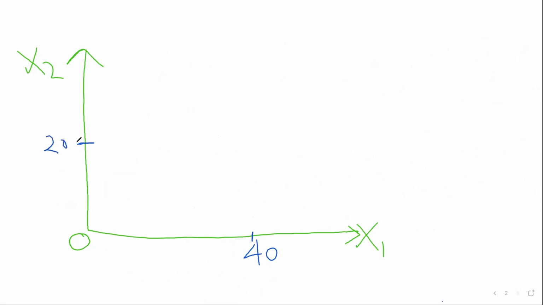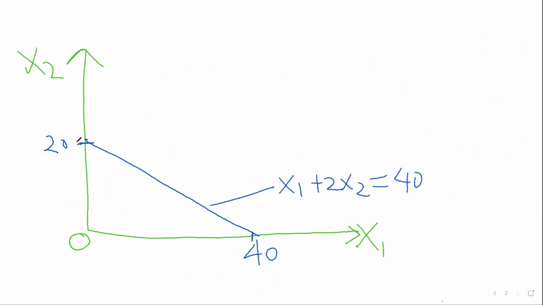Now that you've been able to get 2 points, you can easily join them, because for the equation of a line, you only need 2 points. So you just write your 2 points there. Beautiful. And then you can write this equation and say that this line is x1 plus 2x2 equal to 40. Now you are done. You've been able to write the first constraint.